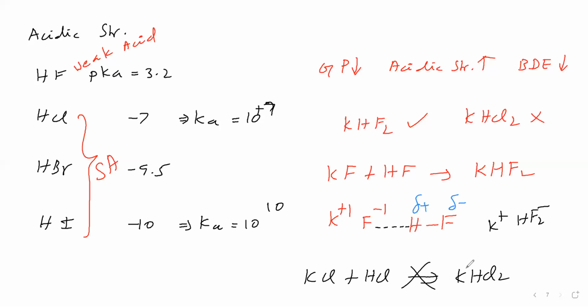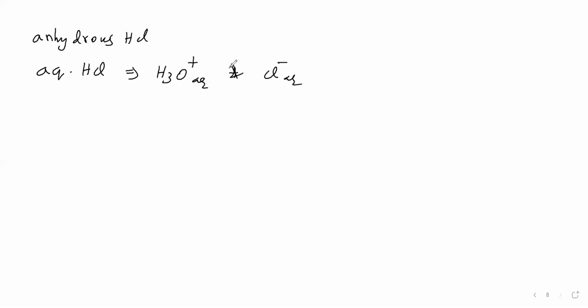Next, we will take anhydrous HCl. Anhydrous HCl is a bad conductor because it is covalent. But aqueous HCl is a good conductor because it is ionic. In aqueous HCl, it exists in the form of H3O plus ions and Cl minus ions. Because of being ionic, it conducts electricity. So aqueous HCl is a good conductor, whereas anhydrous HCl is a bad conductor because it is covalent.